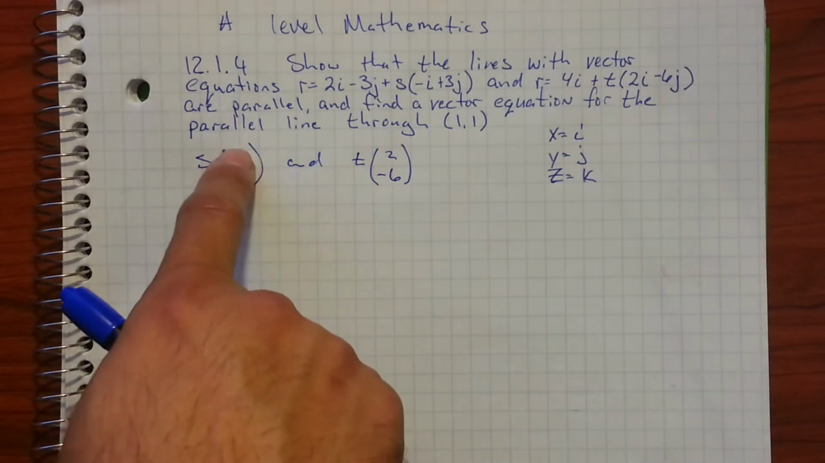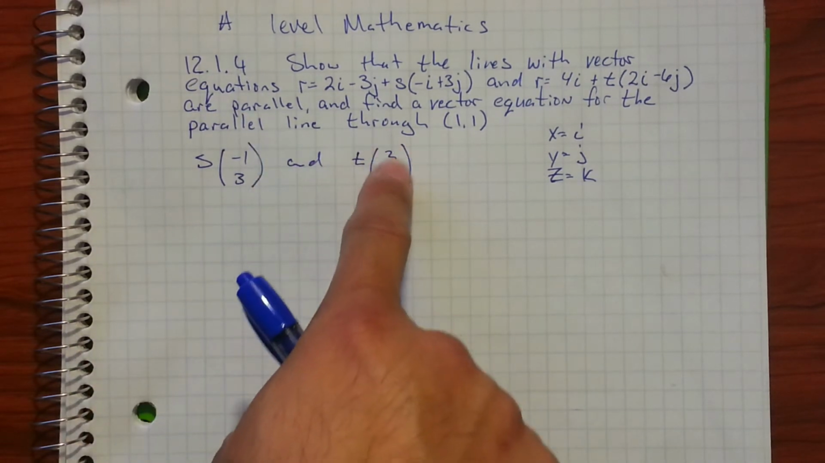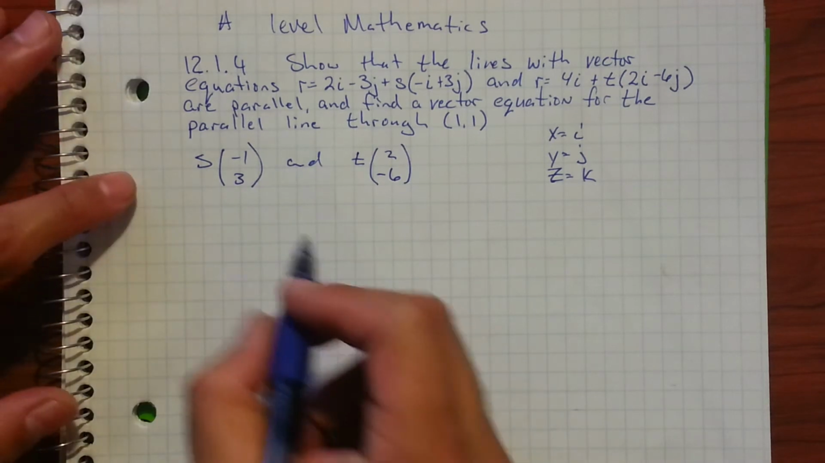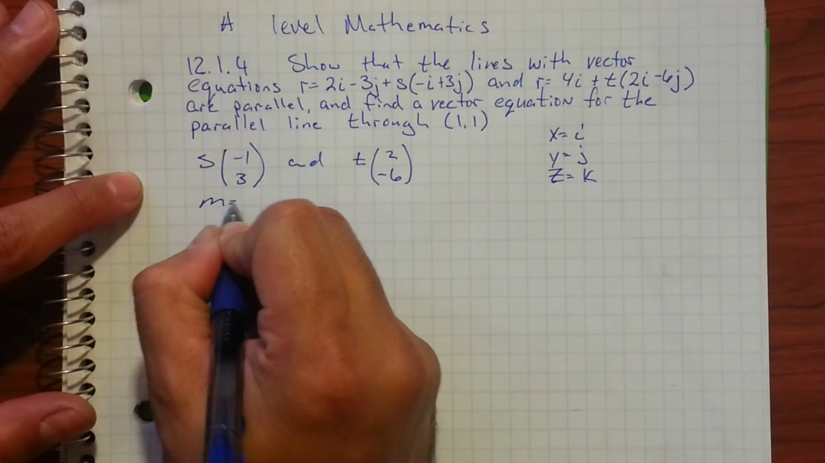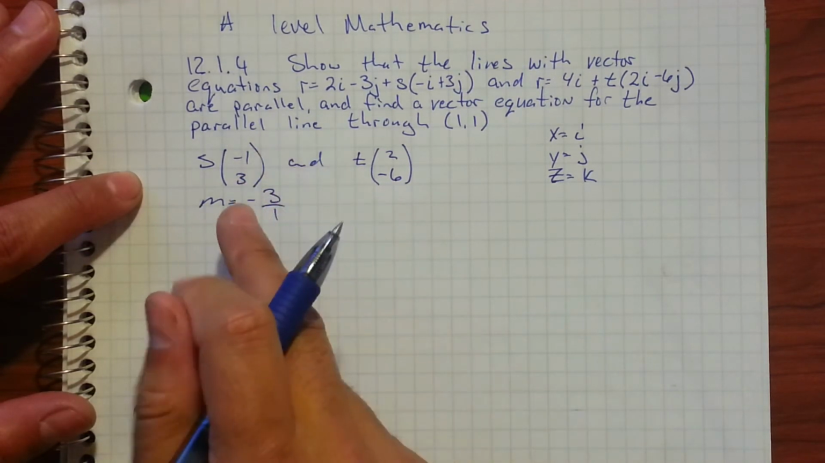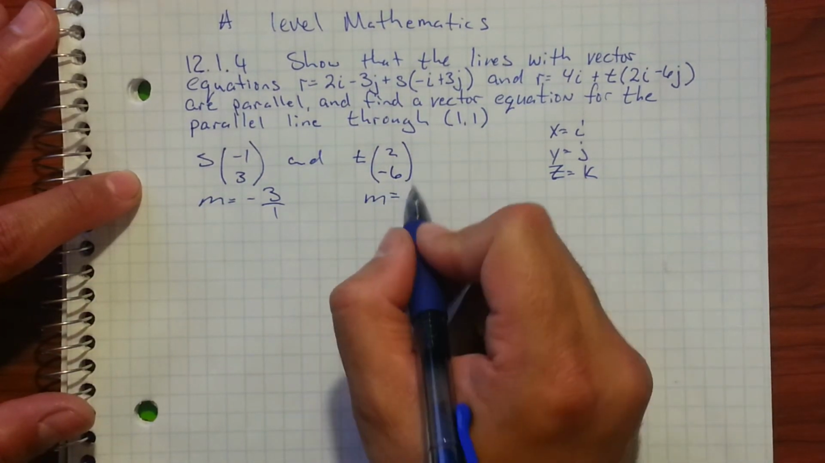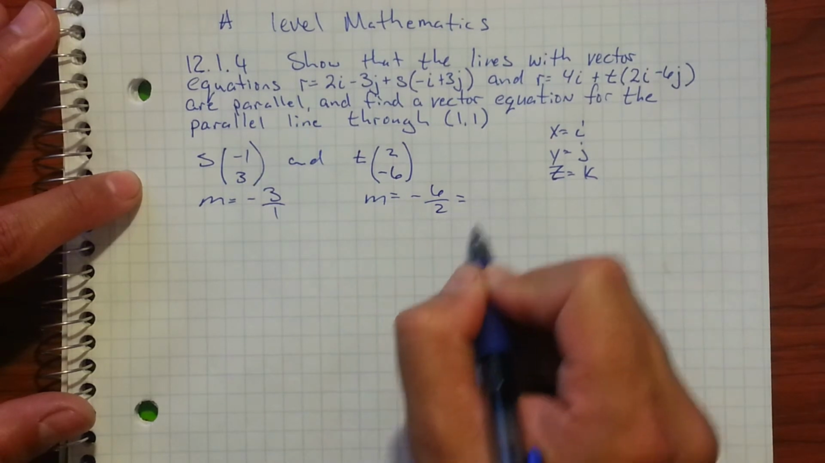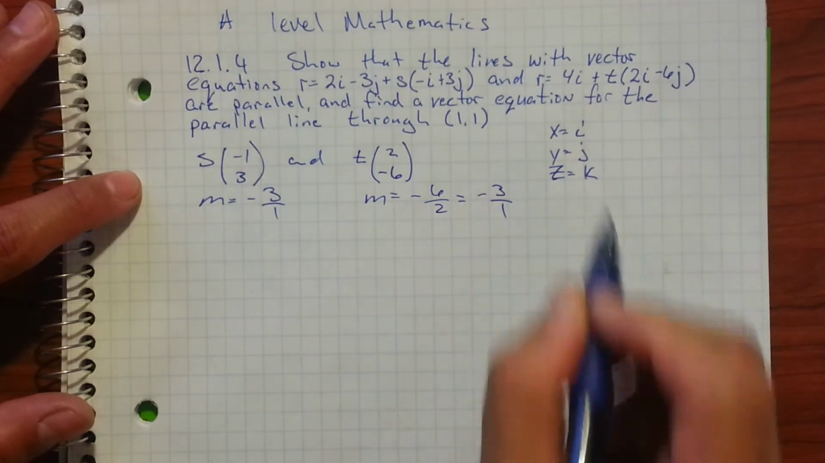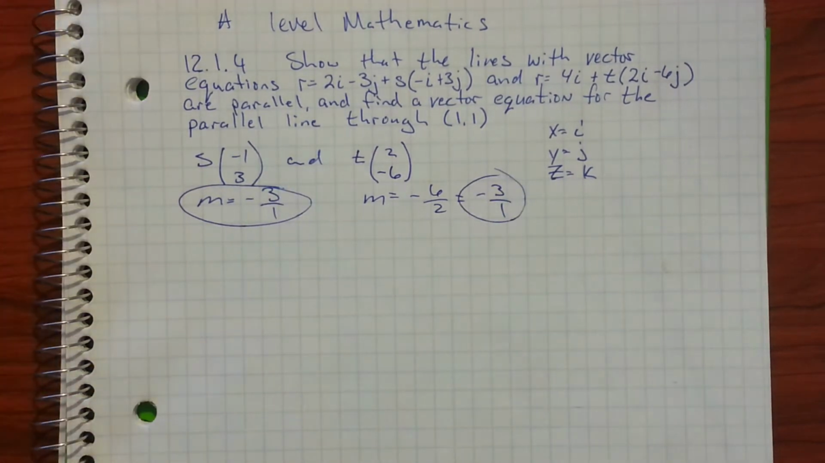So we know that these are going to be x over y, right? These are runs over rises. So let's twist it around. So this right here, my m is going to be negative 3 over 1, the negative goes up front. This one, my m is equal to negative 6 over 2, which reduces to negative 3 over 1. So now with this right here, I was able to prove that my slopes are going to be the same.